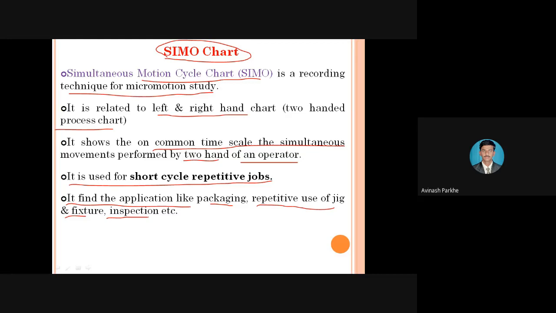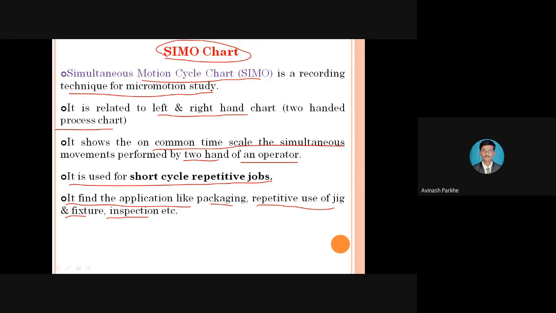A new component is coming, I have to go for the measurement. Again the second component is coming, again I have to go for the same measurement. Again the third component is coming, again I have to measure the dimension. That means whatever repetitive movements take place in the short cycles can be represented by using these Simo charts.